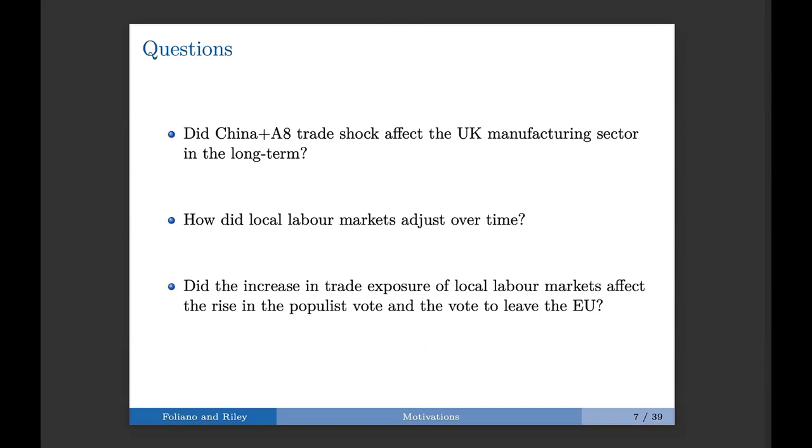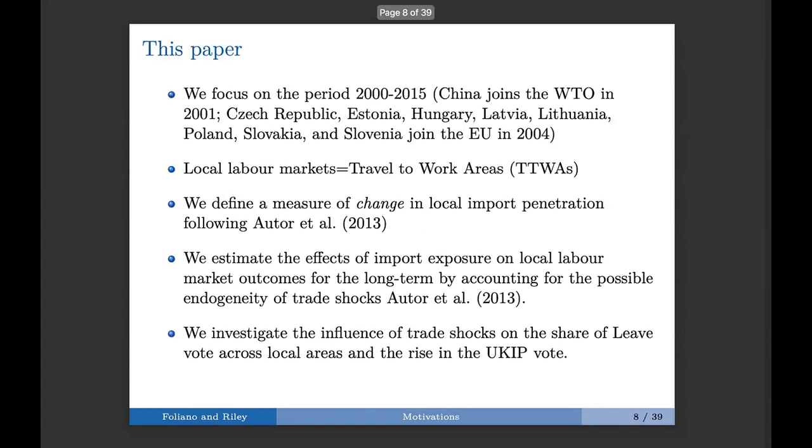Okay, so these are the research questions in our paper. Did the China plus A8 trade shock affect the UK manufacturing sector in the long term? How did local labor markets adjust over time? And did the increase in trade exposure of local labor markets affect the rise in the populist vote and the vote to leave the EU? So these are the main questions and the relative results I will present today.